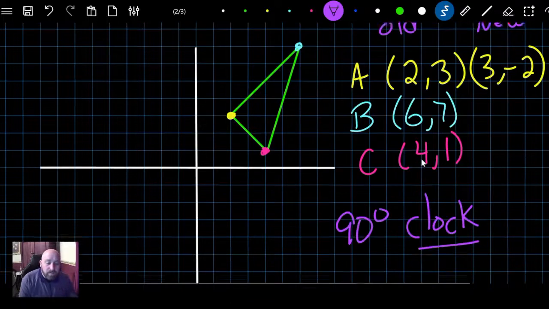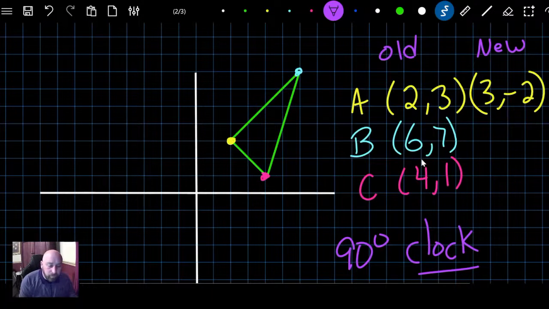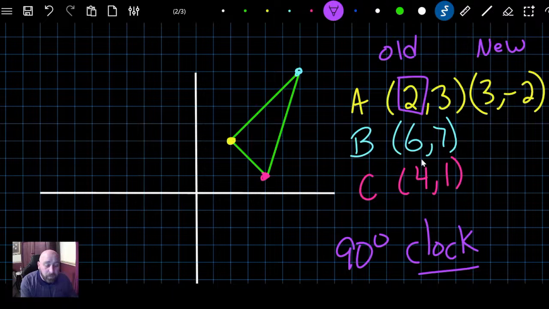Okay, so this is our new point. Our new point is going to be 3, -2. How did I get that? I took the x point, I multiplied by -1, I got -2. There's my -2. Then I swap these, I switch the 3 and the 2, and I get 3, -2.